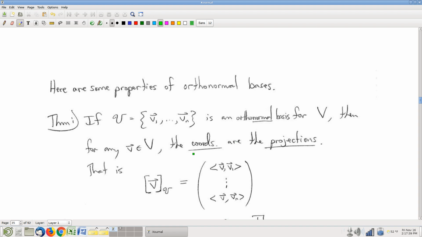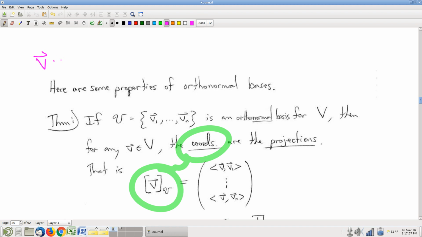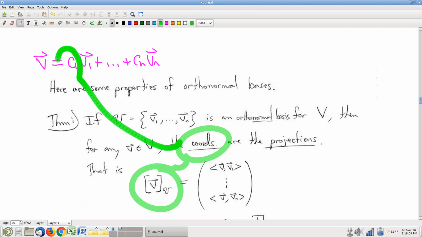Remember, coordinates, we've defined coordinates back in, when was it? We defined it in Chapter 2, but then we started doing stuff with it in Chapter 5. Coordinates mean if you write that vector V as a linear combination, so C1 V1 plus ... plus Cn Vn. The coordinates are those numbers. They're the coefficients in that linear combination.